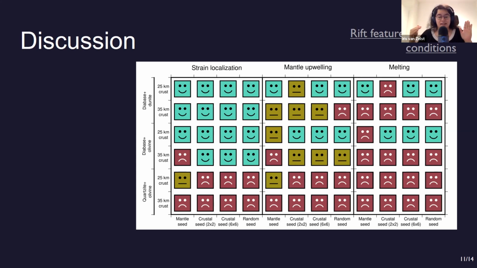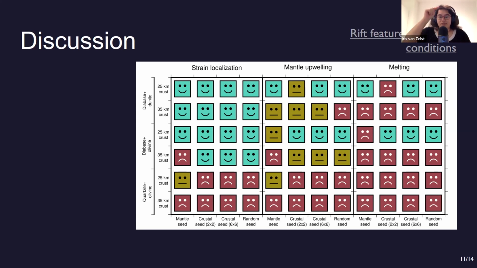Then on the x-axis, we have the different types of initialization of strain in the middle of the model. So if you have a seed in a mantle or a seed in a crust, etc. And then on the y-axis, we have the different rheologies that we tested, with at the bottom, the weaker rheologies, and at the top, the higher rheologies. And we also have the different crustal thicknesses.